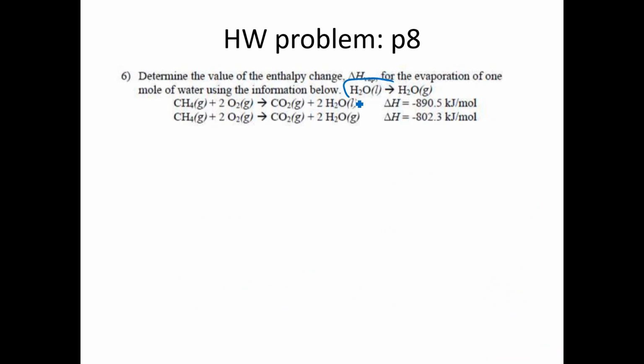This is the reaction we are aiming for. I want 1 gaseous water on the right and 1 liquid water on the left. Okay, so I'm going to take a look. I'm going to focus on this first. I want 1 gaseous water on the right. It looks like this equation has gaseous water in it, except this one is making 2 waters and I only want 1 water. So I'm going to cut everything in half. So I'm going to take 1/2 of this equation. So that would be 1/2 CH4 and then 1 oxygen and 1/2 CO2 and then 1 water.